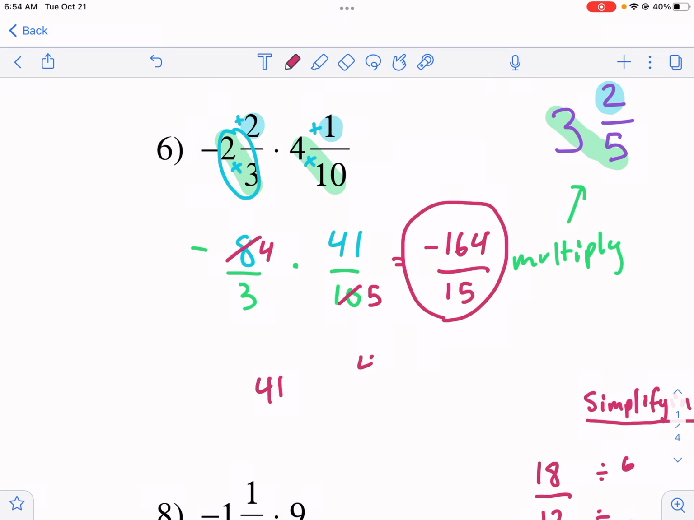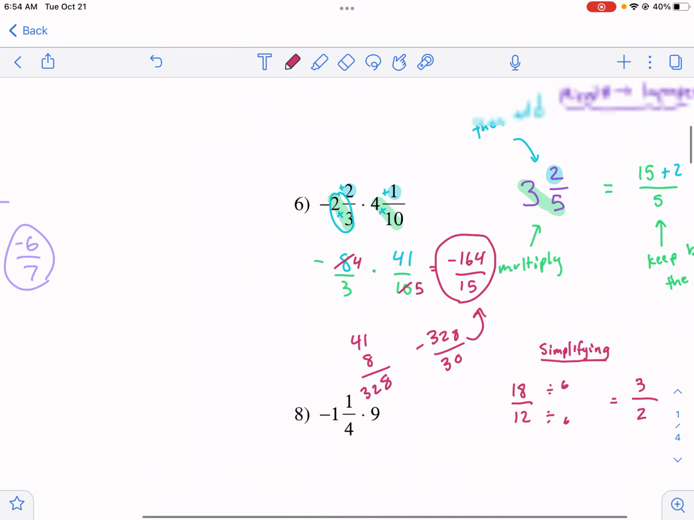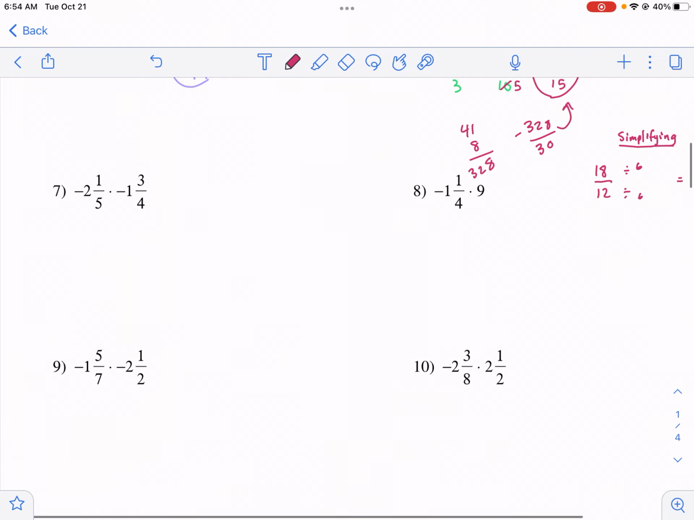If you're going to multiply 41 times 8 first, you'd be able to divide by 2 when you're done. So we would have 328 over, what is that, 30, and you'd be able to divide both those numbers by 2 to get the same answer right here. Okay, so those are equivalent. So that's all I wanted to do on this side.